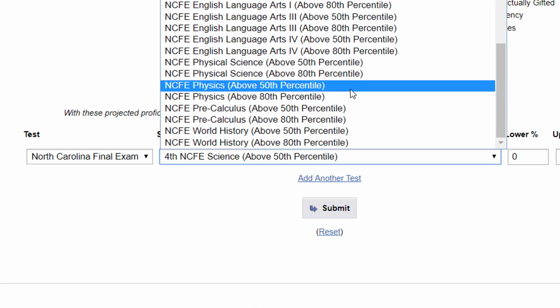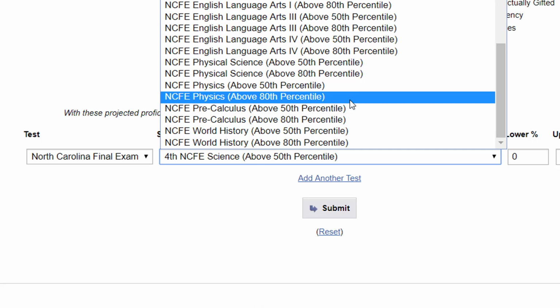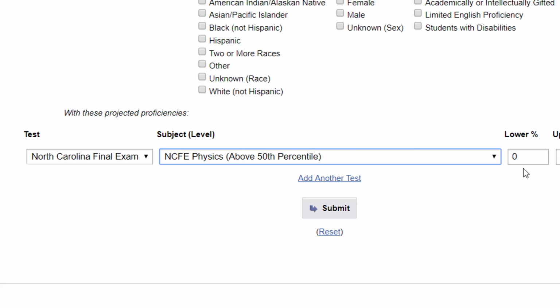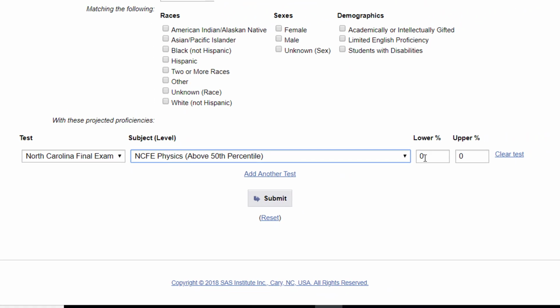All right, you have two reports. It gives you a report predicting what your students' chances are of scoring above the 50th percentile and above the 80th percentile. Depending on what you're trying to do, you might want to look at both, you might only want to look at one. Just to show you how to do the report, I'm just going to choose above the 50th percentile. Now, if I want all my students, I want anybody that has a 0% chance of scoring above the 50th percentile to a 100% chance of scoring above the 50th percentile. And then I hit submit.